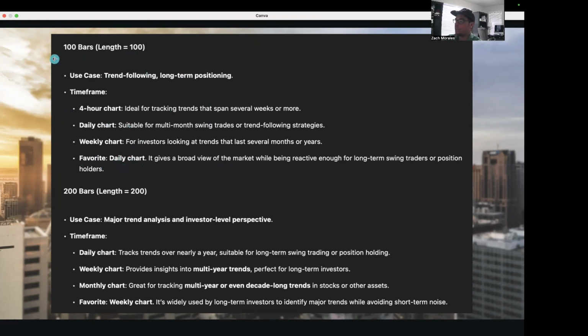That's your 100 length. You can use it on the 4 hour chart. That's ideal for tracking trends that span several weeks or more. The daily chart is suitable for multi-month swing trades or trend following strategies.